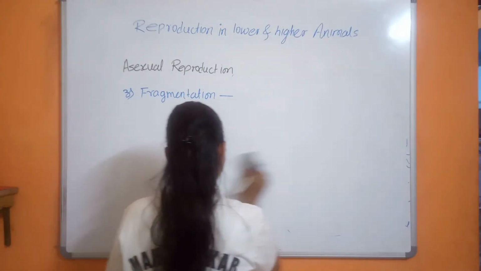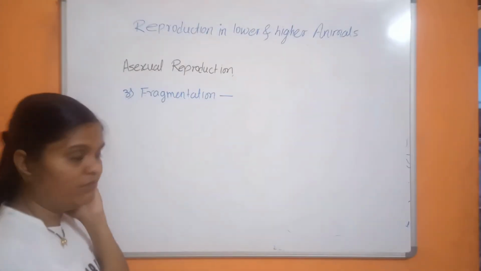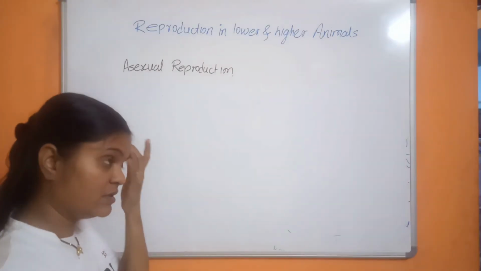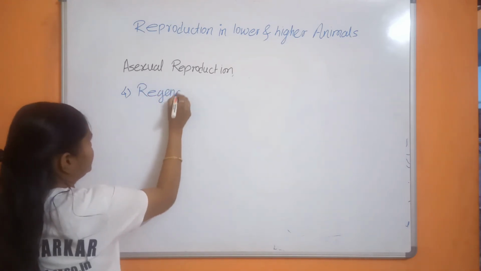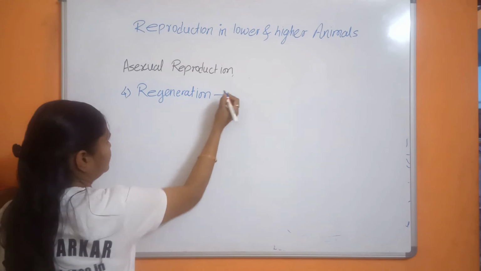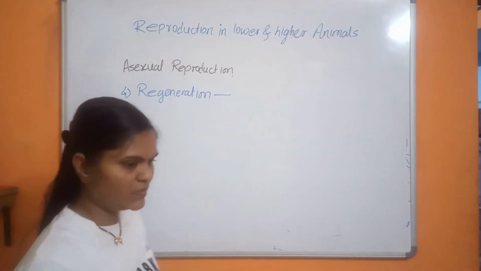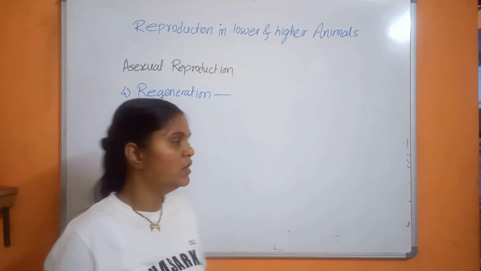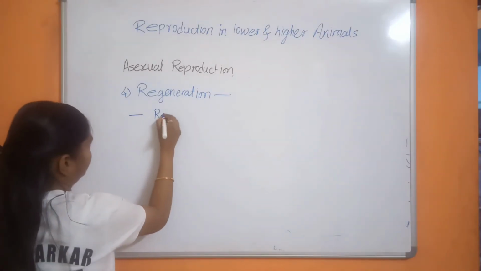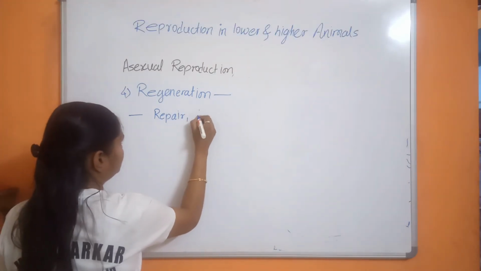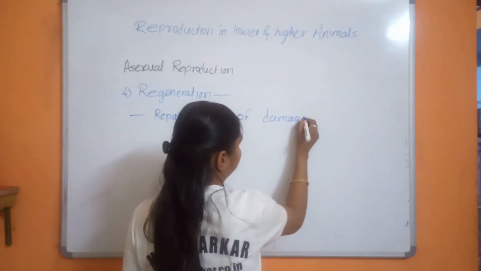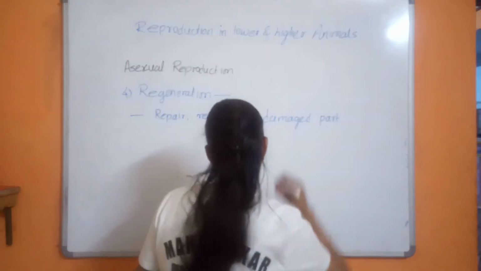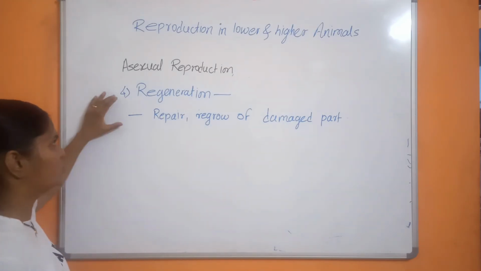Regeneration is an asexual process actually, and regeneration is found in lower organisms like bacteria to the higher organisms, humans also. It occurs from lower organisms to higher organisms. In humans, the liver is a highly regenerative organ. Regeneration means repair and regrowth of a damaged part. Yes, repair and regrowth of a damaged part is called regeneration.